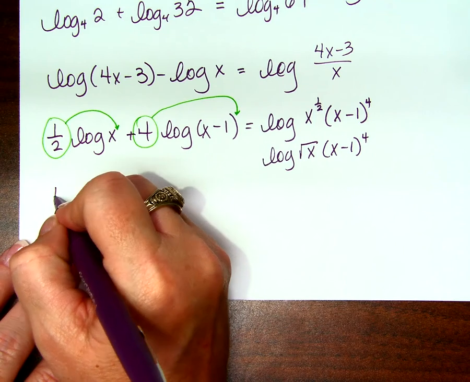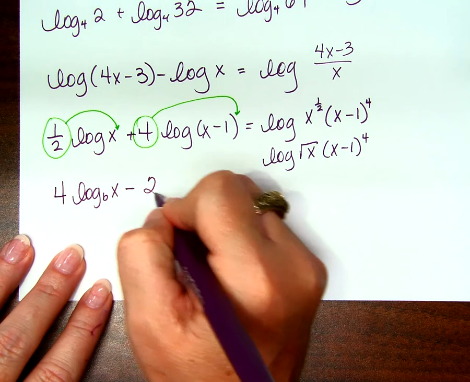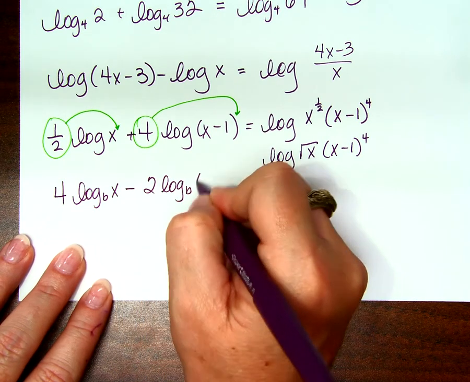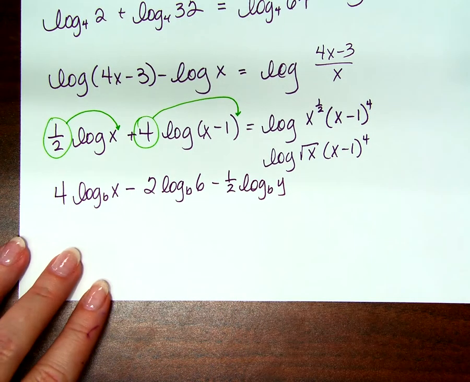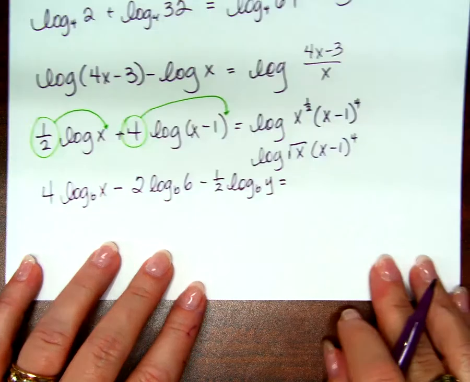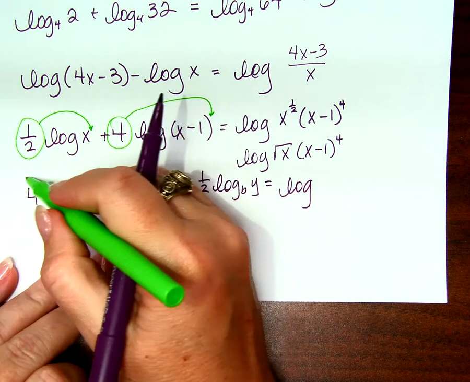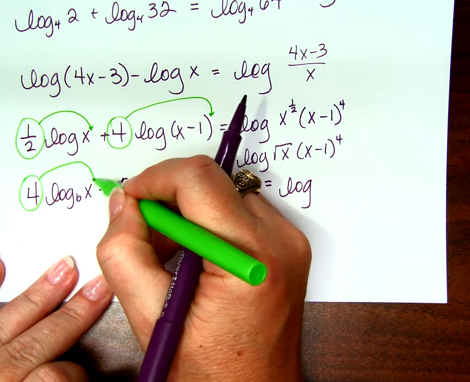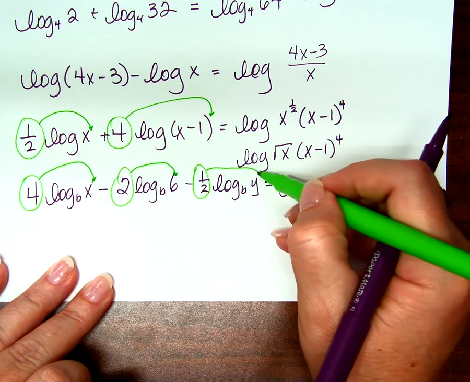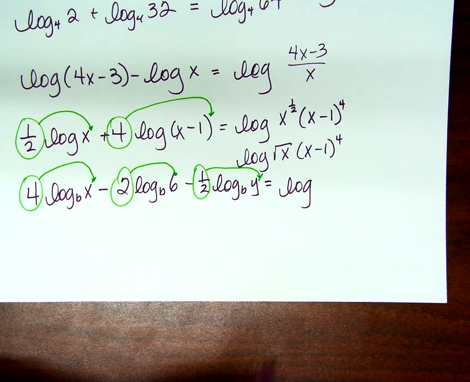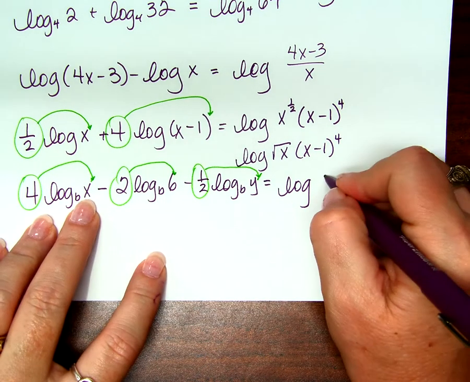That's okay. 4 log base b of x minus 2 log base b of 6 minus 1/2 log base b of y. We want to condense this. How many times are we writing log? Once. Where's the 4 go? That's an exponent. Where's the 2 go? Exponent. Where's the 1/2 go? Okay so far? So I've got log x to the 4th.